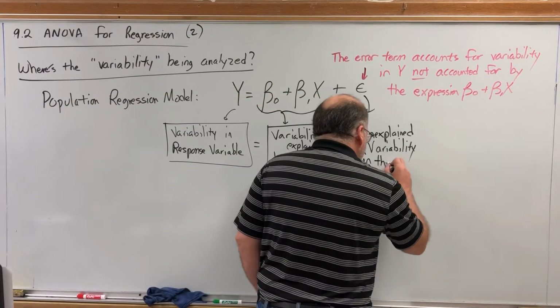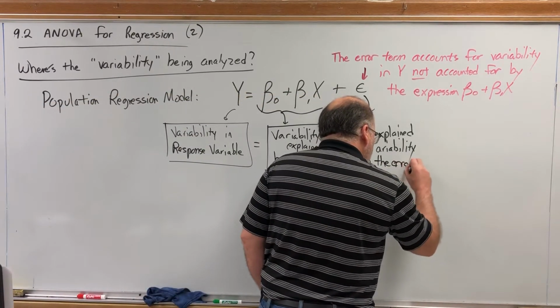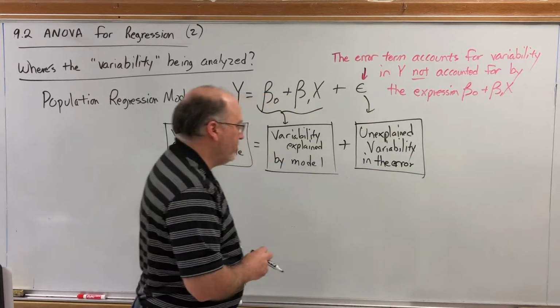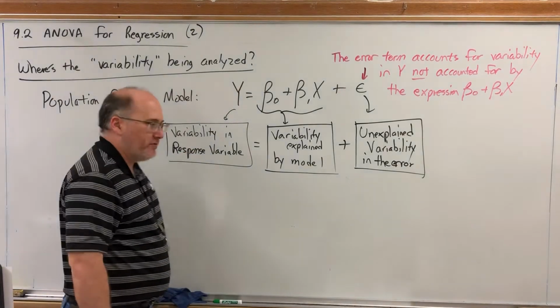in the error. Meaning the things that we're not accounting for could account for some of the variability in our response variable.